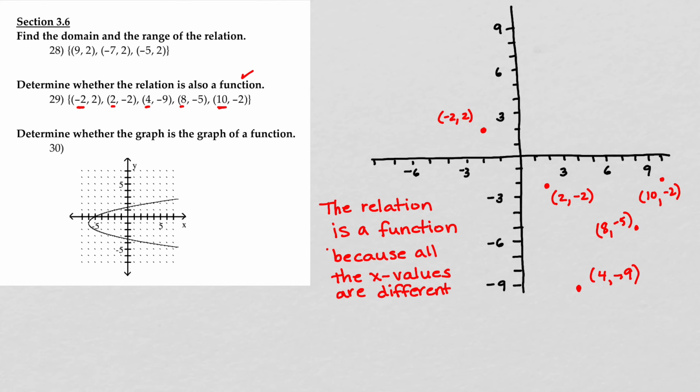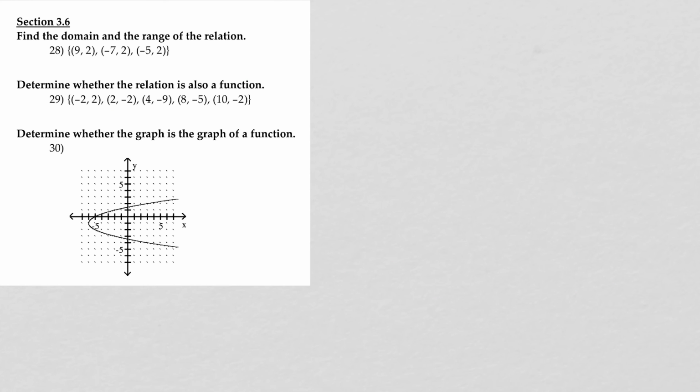So that was 29. Now in 30, it asks us to determine whether the graph is the graph of a function. So I'm going to do a similar thing to what I did in 29. I look to see, is there any way to draw a vertical line and hit the graph at 2 points? And there is. So we would say this is not a function because it violates the vertical line test. And that's how you do those problems.